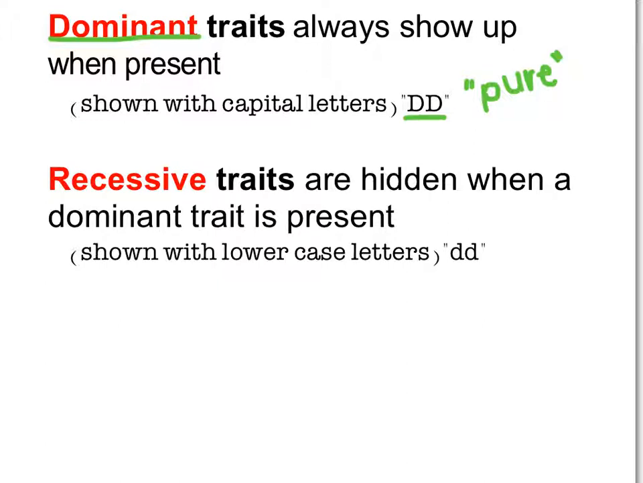Recessive traits. These are hidden whenever there's a dominant trait present. So dominant traits always win. Recessive traits get overlooked whenever there's a dominant trait appearing. Recessive traits are shown with two lowercase letters. Once again, also pure because they're both the same.